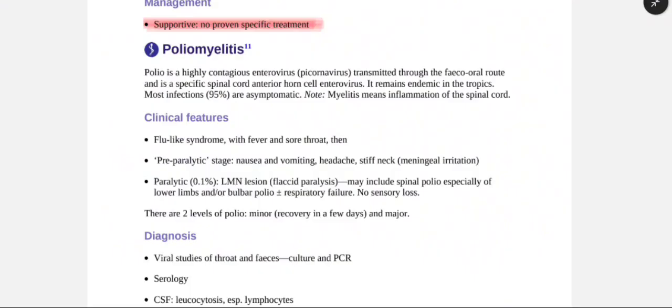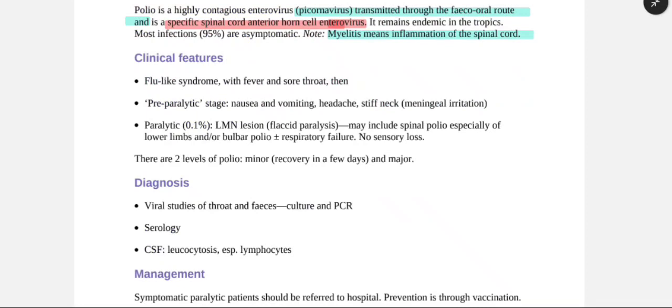Poliomyelitis is caused by picornavirus transmitted through the fecal-oral route. Myelitis means inflammation of the spinal cord. This is very specific spinal cord anterior horn enterovirus. This condition has flu-like syndrome, then pre-paralytic state, paralytic state, and also post-polio syndrome.